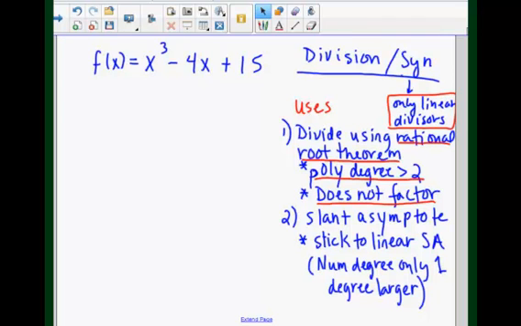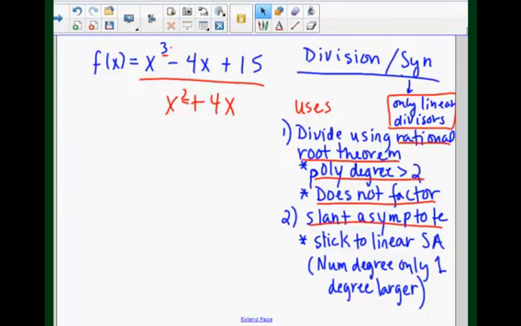Okay, the second use of division is to find your slant asymptotes when you have a rational equation or a rational expression. That's where you have something like this. Let's say you had this, and you were asked to graph it. That would give you a slant asymptote, because remember, horizontal asymptotes only occur when my exponent up here is equal to this, or this is smaller than the bottom.